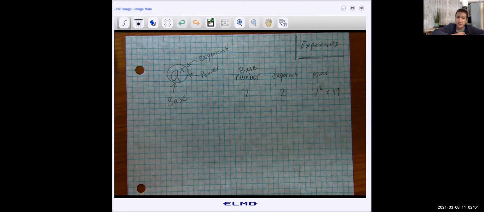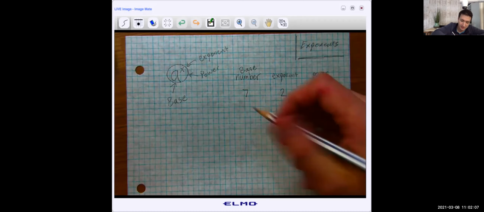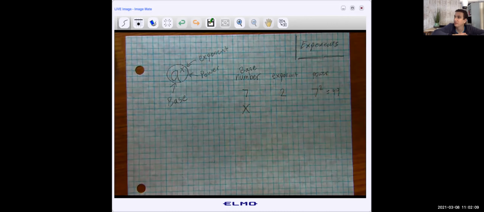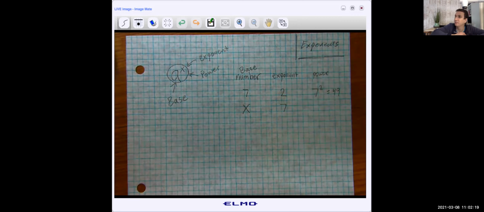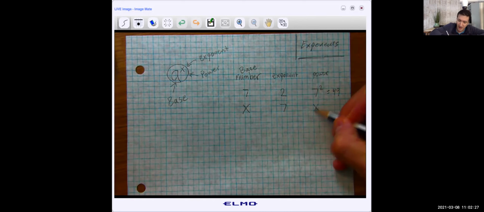Someone else, give me a variable. X. Okay, cool. Someone give me a power. Oh, wait, I said power, but I should have said exponent. See, the vocabulary is tricky. So our exponent is 7, our base is x. So what would our power be? X to the power of 7.